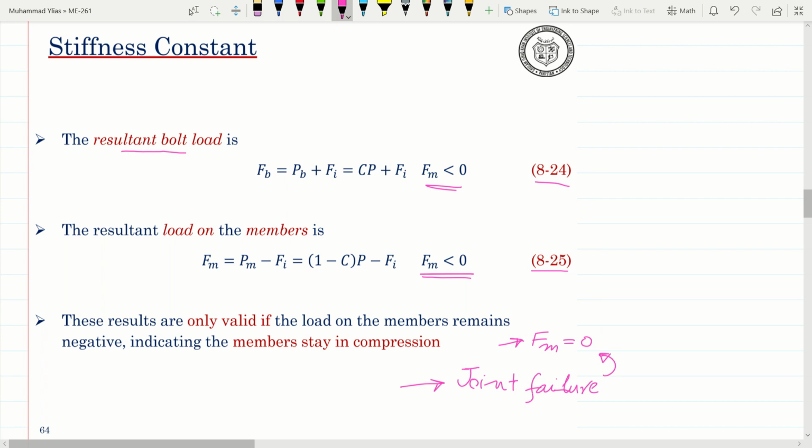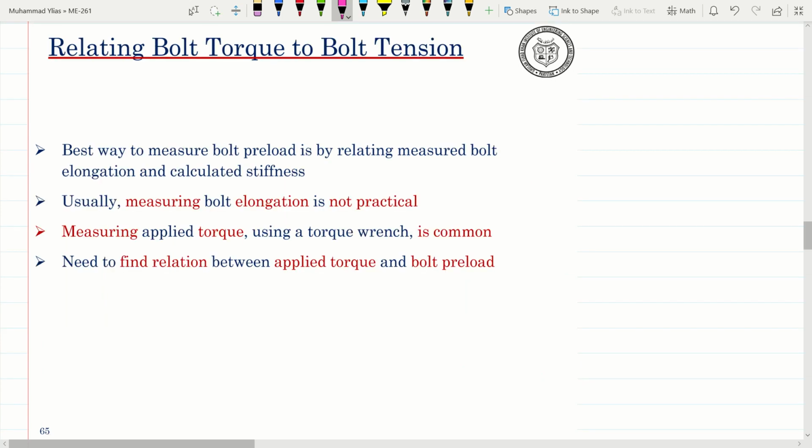So we've said that we need some bolt preload for a joint to function, as this bolt preload will keep the members in compression. So the best way or the ideal way is by relating the measured bolt elongation and the calculated stiffness.